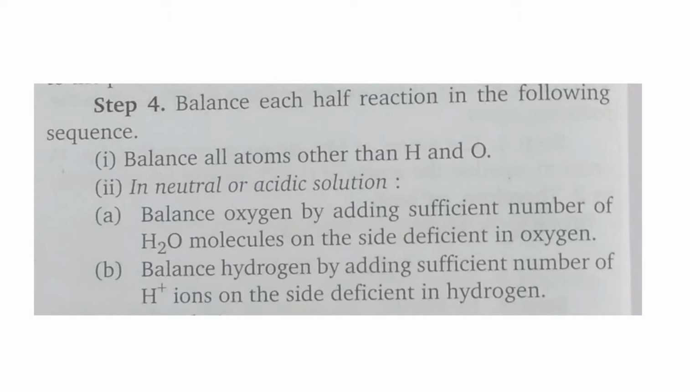Balance each half reaction in the following sequence. First, balance all atoms other than hydrogen and oxygen. And then second, if the solution is neutral or acidic, then balance oxygen by adding sufficient number of H2O molecule on the side deficient in oxygen, same as oxidation number method. And then balance hydrogen by adding sufficient number of H plus ion on the side deficient of hydrogen. So both are same as we are doing for oxidation number method if the solution is in acidic or neutral medium.